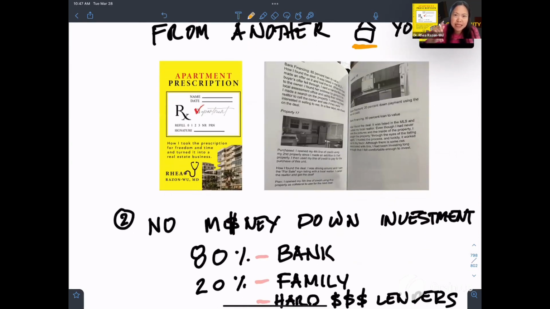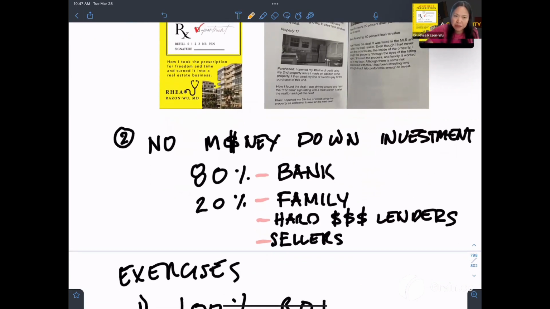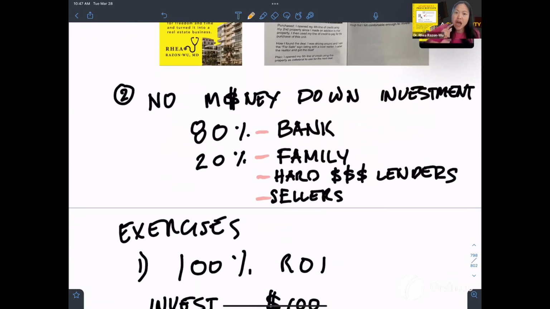This is one great lesson that I can share with you. Second, so grab my book, Apartment Prescription. Second, no money down investment. This is again an example of infinite return. No money down. They do exist.